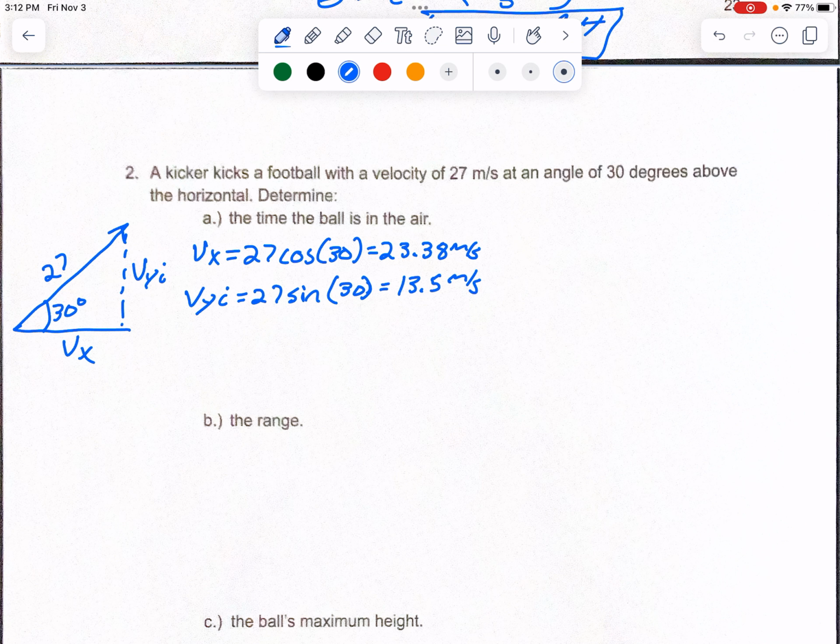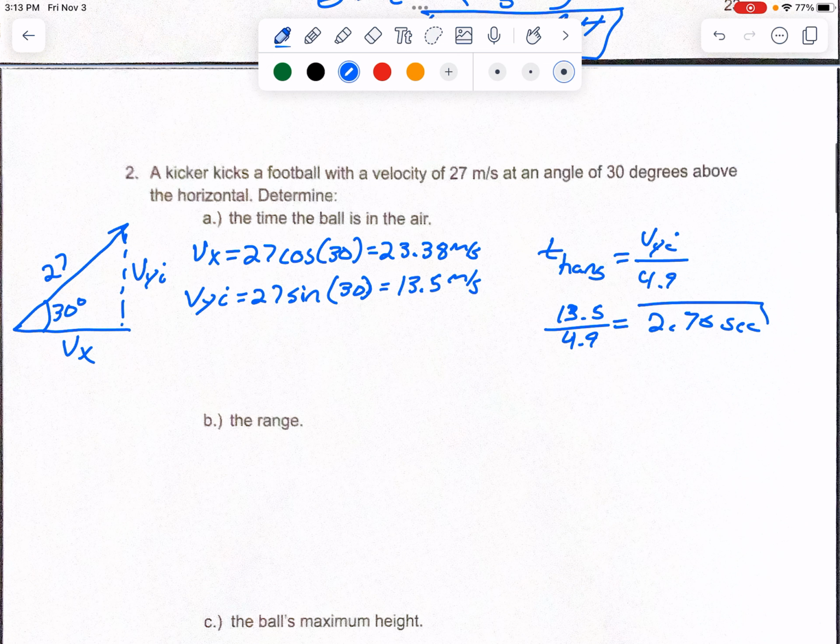Part A says the time the ball is in the air. Remember I give you this equation: T total, or on your equation sheet, it says T hang. That means just hang time. It's Vyi divided by 4.9. So what you're going to do is take that 13.5 that we just found and divide it by 4.9, and you're going to get 2.76 seconds.